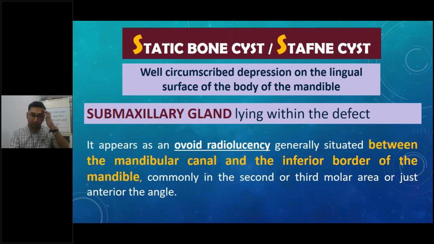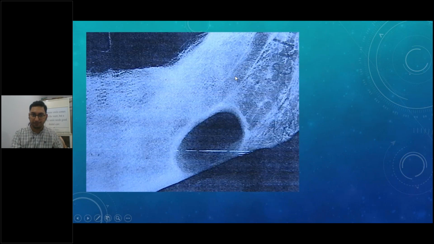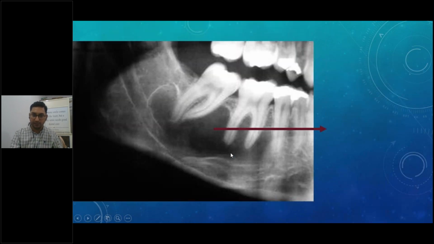Plus this is an ovoid radiolucency, and a very important point, it is present between the mandibular canal and the lower border of the body of the mandible. It is present between the canal and the lower border of the mandible. This you need to remember, very important, because it is a differentiating feature from this lesion.